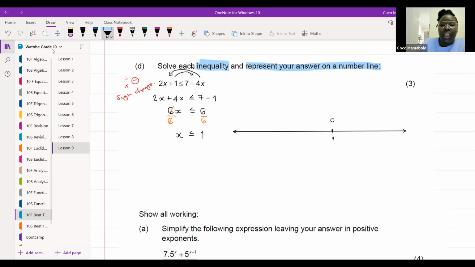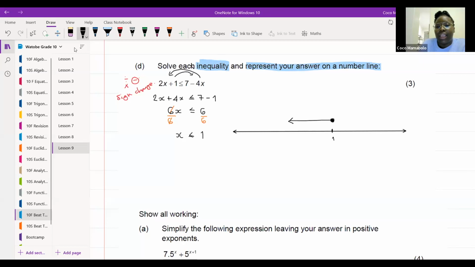Here's why, Mawande, because it's also equal to 1. Okay, now I'm showing it in the wrong place. It's also equal to 1. So if they had only said that it needs to be less than, then we could leave it open. But because it's less than and equal to, we need to close the dot. But we know that X needs to be less than, so 1 is the bigger number. So our arrow needs to go in that direction.